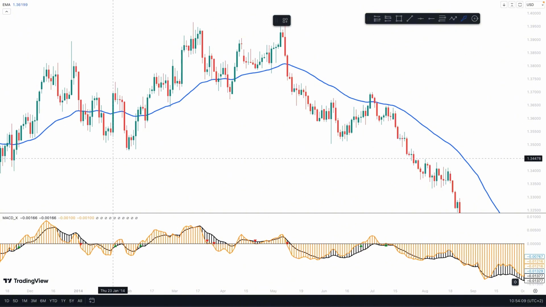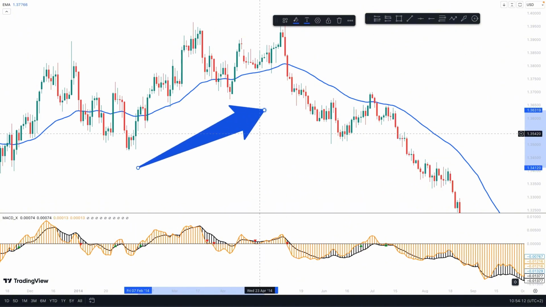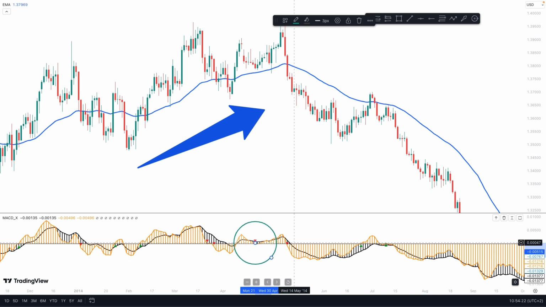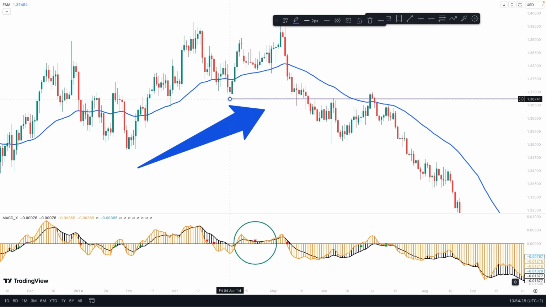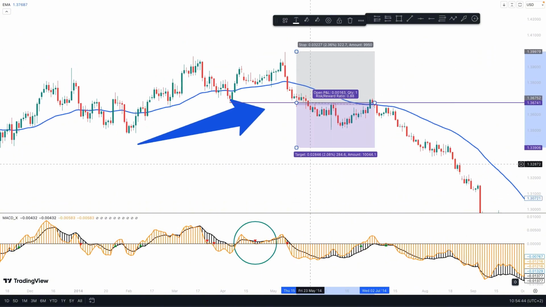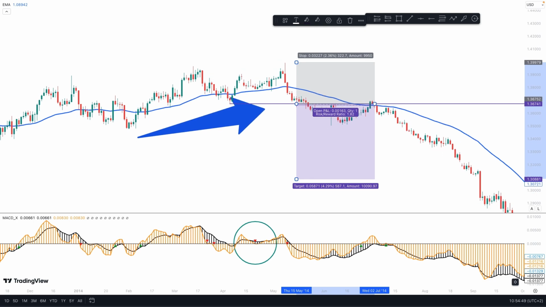And here's a short trade where the price was above the 50 EMA, and we received a sell signal from the double MACD. Again, we waited for the price to break the previous low before entering the trade. The stop-loss order can be placed at the previous high, and the take-profit order at 2 times the risk.